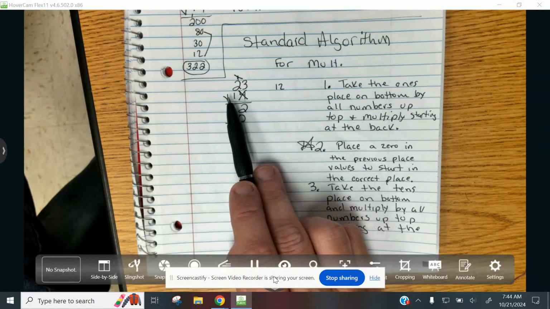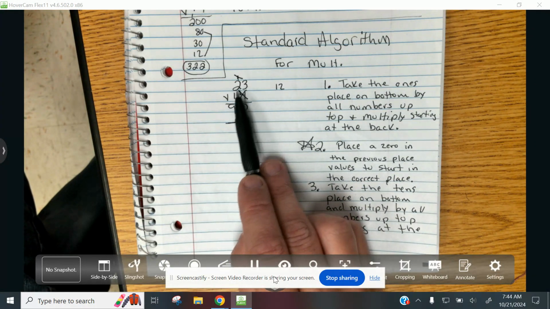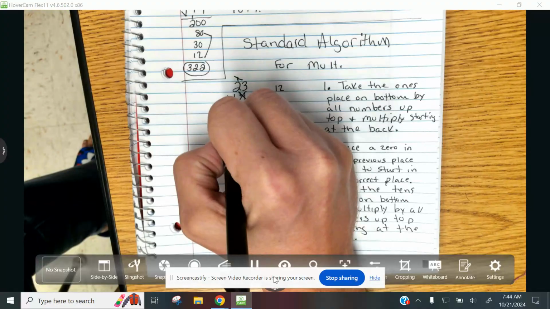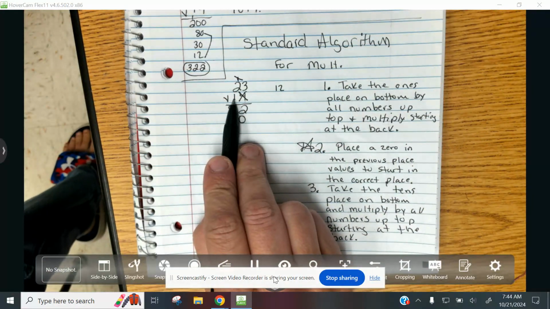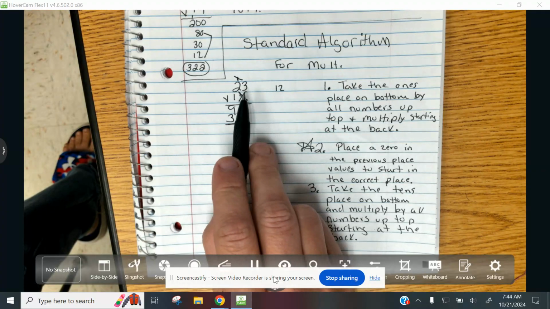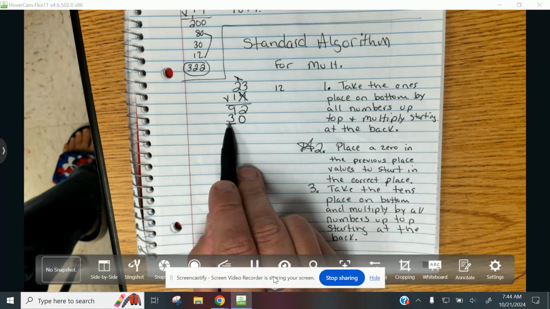Now I'm going to go all the way in the back. I'm going to go from 1 all the way in the back. The first number is the 3. So 1 times 3 is 3. Now let's really think about that. This is really a 10, right? So it's 10 times 3. Well, what's 10 times 3? 30. And look where the 3 is. He's in the tens. Okay?